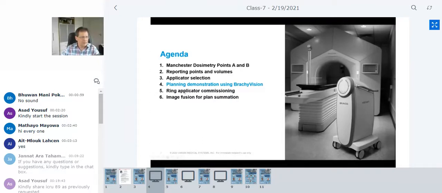If there's some time left, I will talk about ring applicator commissioning. This is a common problem for all vendors, that the positions inside the ring channel are not exactly at the same positions where they are in the planning system. But there is a possibility to solve this problem, and that is something that I want to show. And last but not least, just a few words about image fusion. If you intend to do plan summation between external beam and brachytherapy, it's good to know some aspects of this.